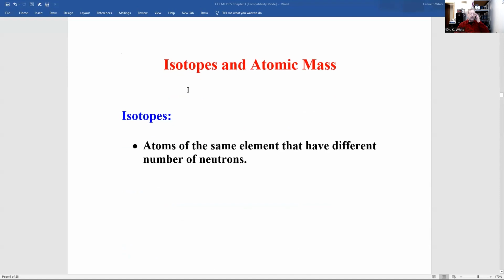Now, it turns out we have what's known as isotopes, and this affects what we call the atomic mass. I'll never ask on a test, but you should be at least familiar. Isotopes are atoms of an element that have the same number of electrons and protons, which you get from the atomic number, but isotopes have different numbers of neutrons.